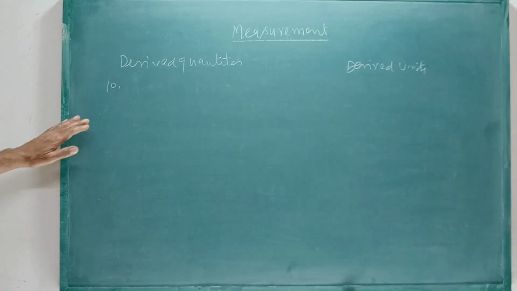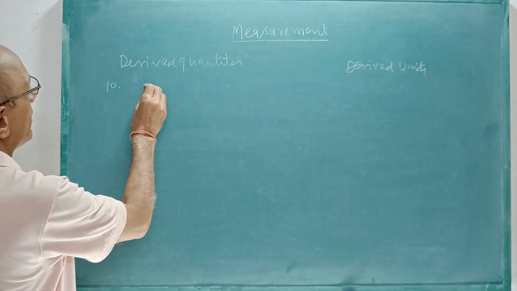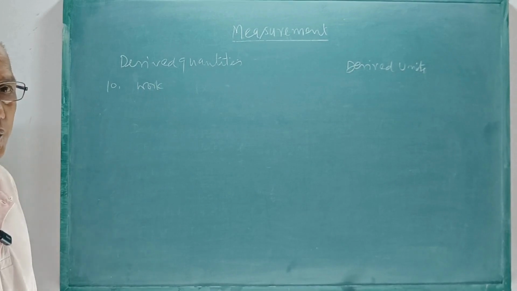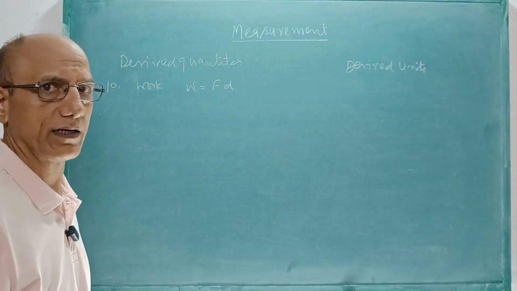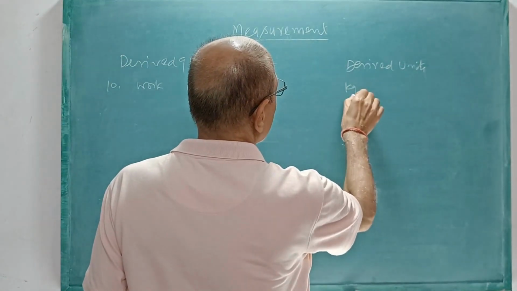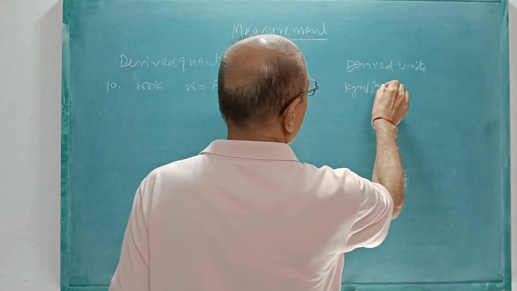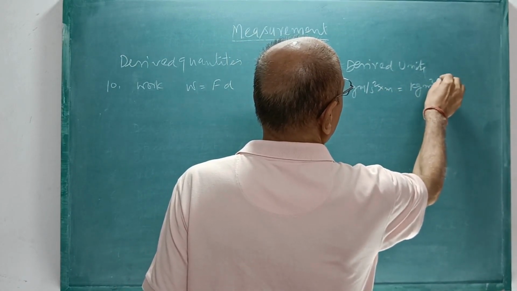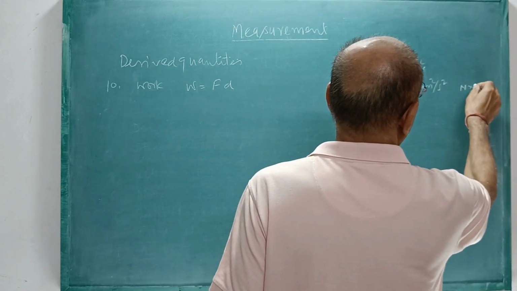Now further we can derive more physical derived quantities. Suppose it is work. So work is force into displacement. So force is kg meter per second square into distance is meter. So that is kg meter square per second square, or sometimes it is Newton meter also.